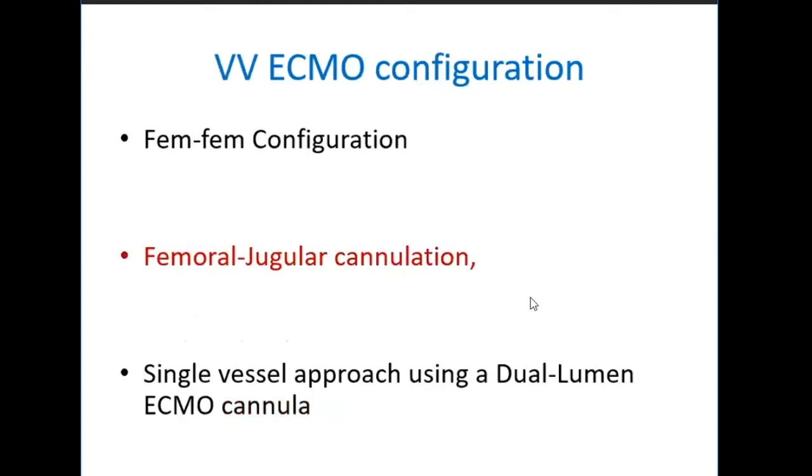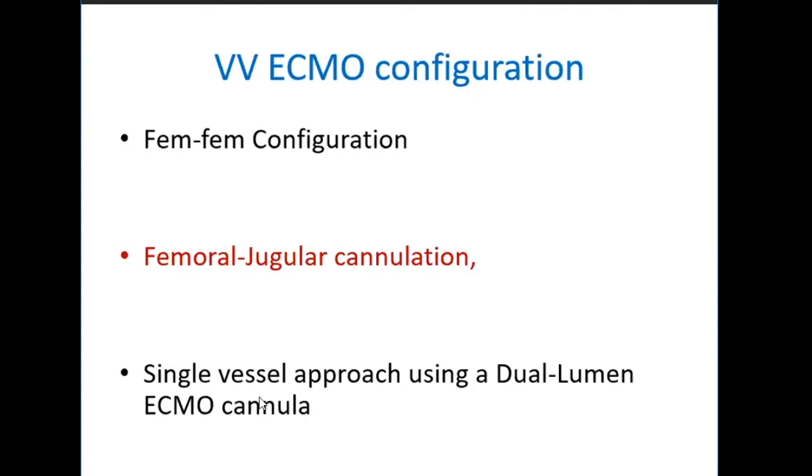Now, coming to veno-venous ECMO, the percutaneous cannulation can have different configurations. As I told you, it can be a femoral configuration, but the most common is femoral-jugular cannulation. That means we are draining the blood from the femoral side. The catheter tip remains in the inferior vena cava, and then we are reperfusing the oxygenated blood in the internal jugular vein, with the catheter tip in the RA or superior vena cava.